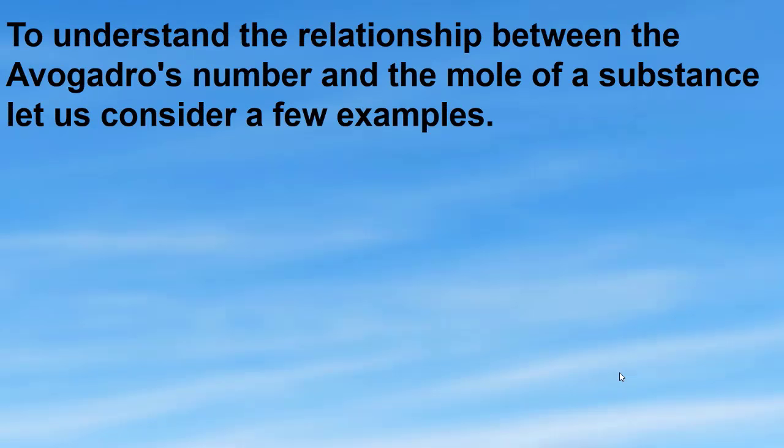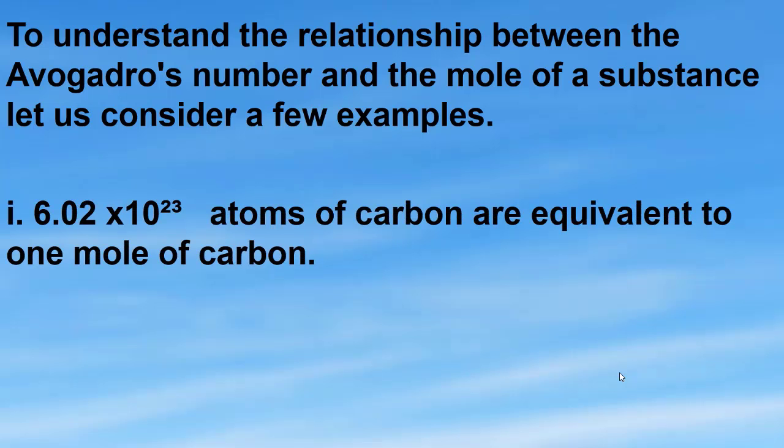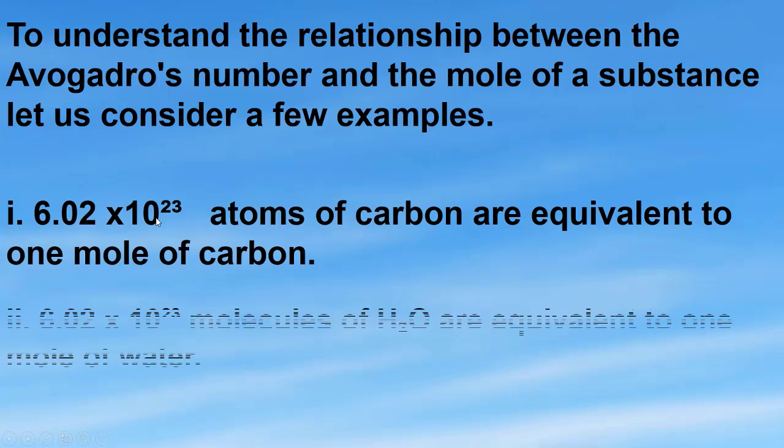Now let's understand the relationship between Avogadro's number and mole of a substance. In order to understand this relationship, let's consider a few examples. The first one is that 6.02 into 10 to the power 23 atoms of carbon are equal to 1 mole of carbon. How many atoms of carbon will be present in 1 mole of carbon? 6.02 into 10 to the power 23 atoms will be present.